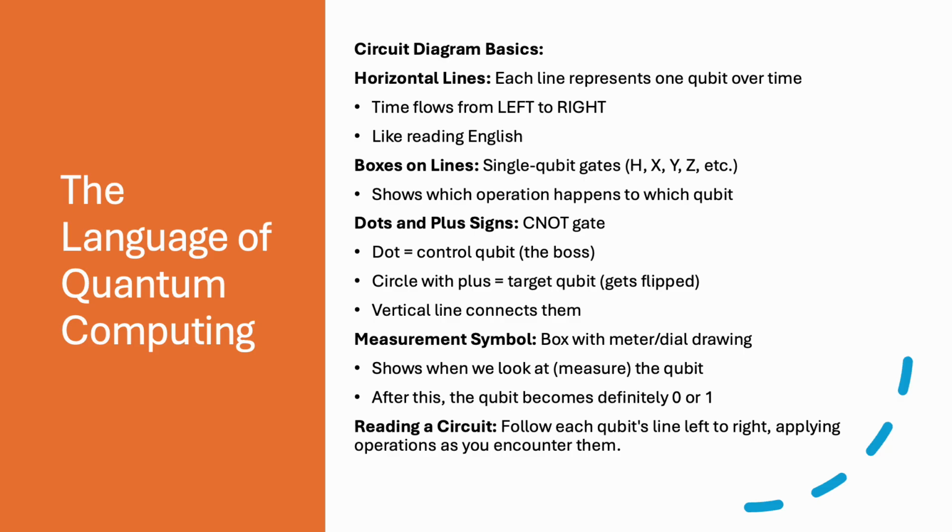Some circuits also show measurement symbols, usually drawn as boxes with a meter or gauge inside. After a measurement symbol, the qubit is no longer in superposition. It is definitely 0 or 1. By learning to read these diagrams, you can understand complex quantum algorithms at a glance, seeing how qubits are prepared, manipulated, entangled, and measured to perform quantum computations.